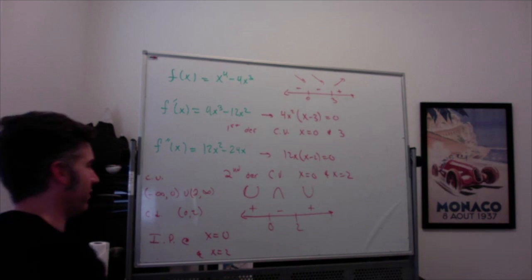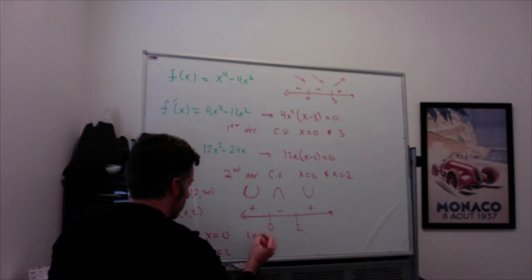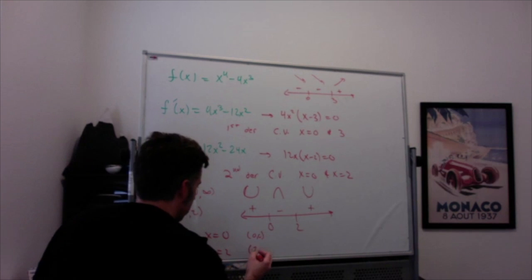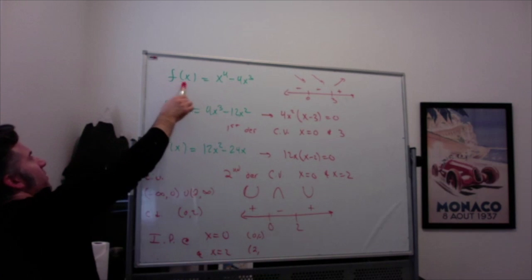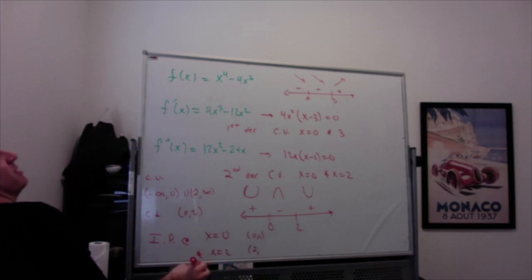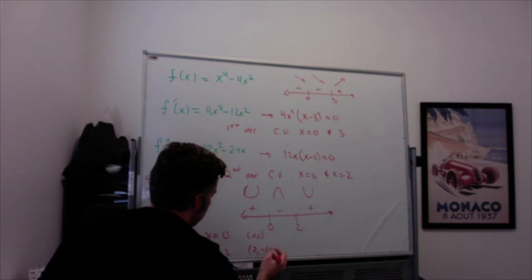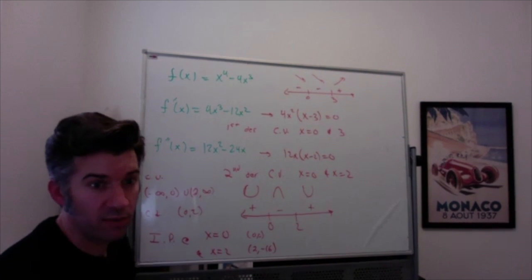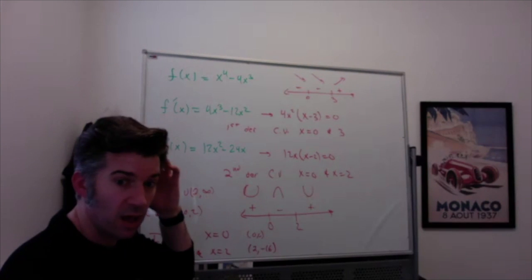Or if you want to be more specific, you have an inflection point at 0, 0, right? So you plug in 0, you get 0. You have an inflection point at 2, comma, f of 2, which is 16 minus 32, which is negative 16. So those would be the inflection points for this particular function where the concavity changes.